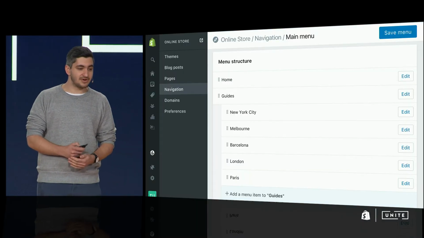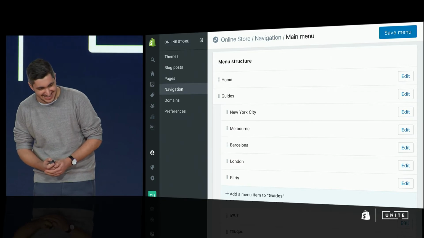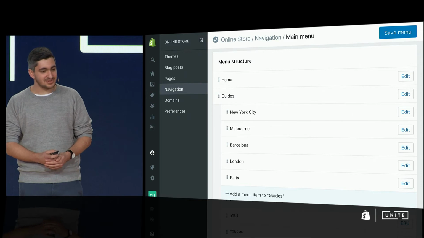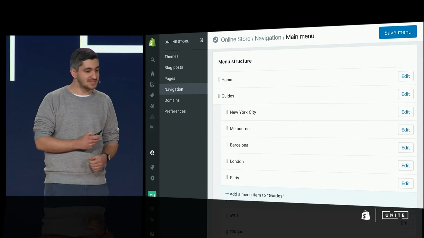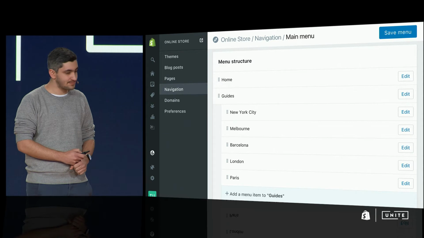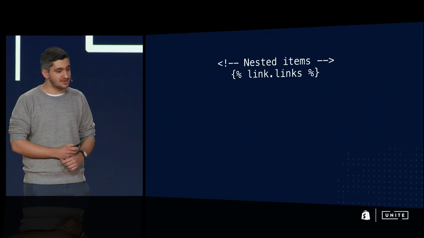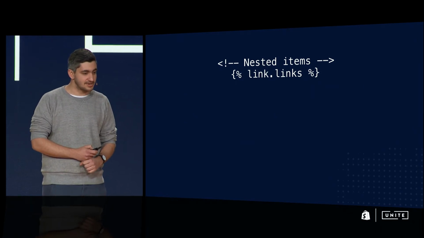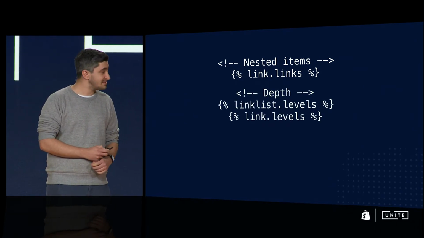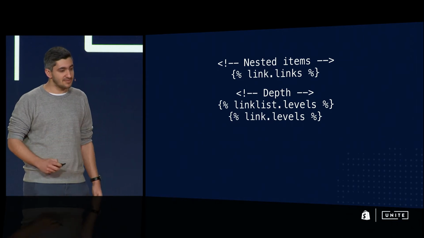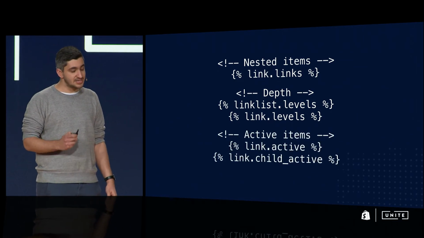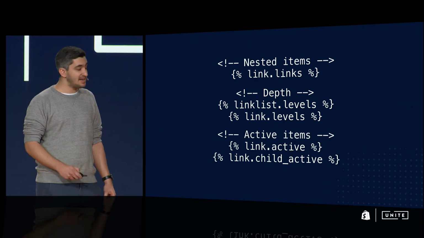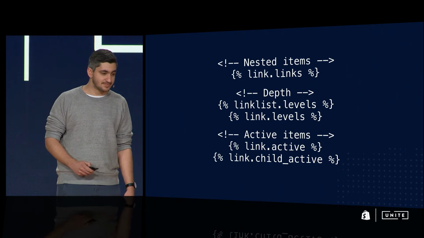Merchants will now be able to create menus with up to 3 levels of nesting from a single page using a drag-and-drop interface. We've also made it a lot easier to render nested menus in Liquid. The link drop now has a links attribute that returns its children. Both the link and link list drops have a levels attribute that exposes the number of levels nested below them. And in addition to the link.active attribute, we've now added a link.childActive attribute to let you know if any of the nested items point to the current page.